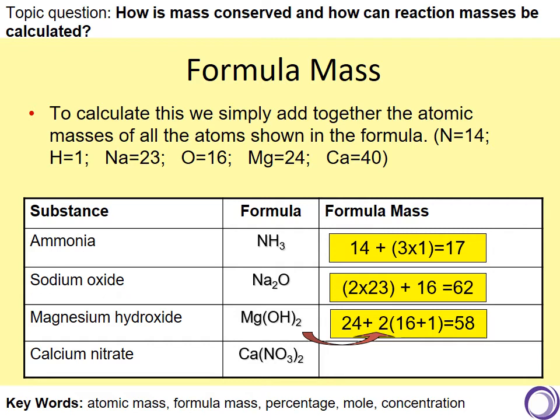We do the same for calcium nitrate then. This one's a little bit more complicated. 40 would be the mass of calcium, and then inside of the brackets, we have 14 for the nitrogen, and we have 3 times 16 because there's a 3 directly after the oxygen, but then all of that added together needs to be times by 2 because there is a 2 outside of the brackets.